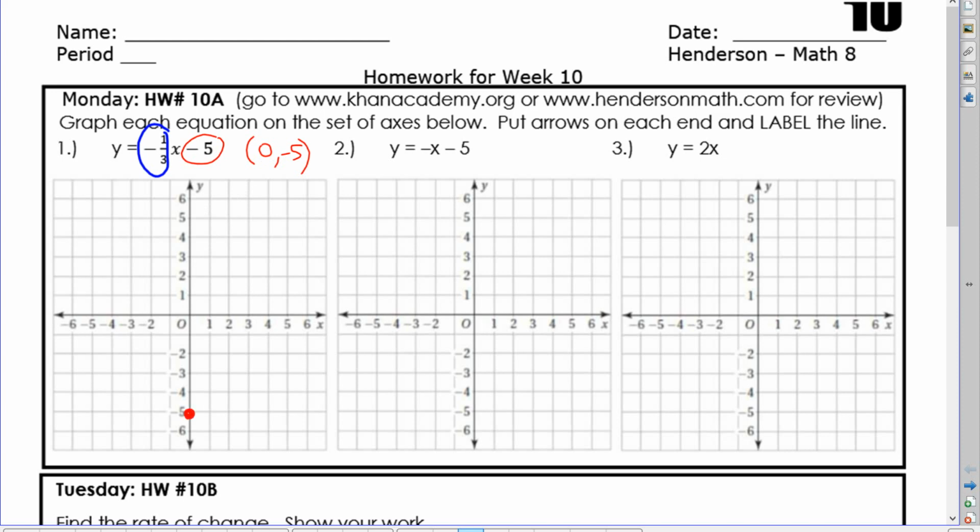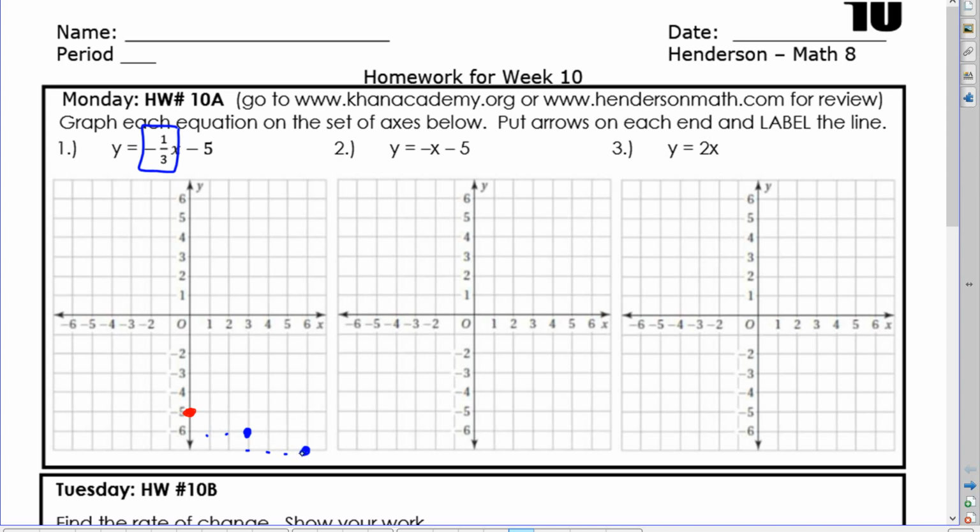From this point, you are going to travel along the rate of change, which for us is negative 1/3, so negative 5, and then from there we will rise negative 1, down 1, and run positive 3. Rise negative 1 and run positive 3. Now I don't have much room for many points, but all you need is 2 to make a line.